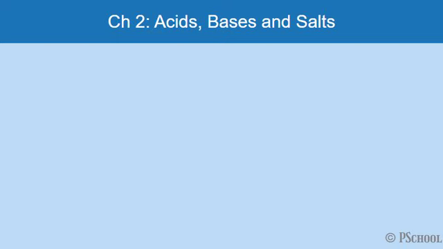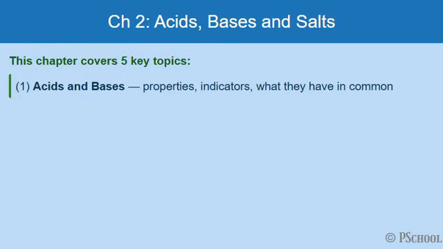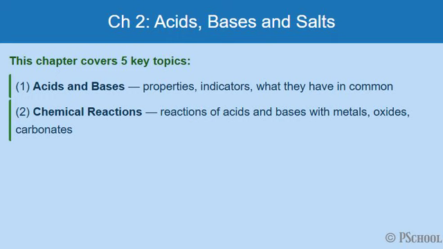Welcome to Chapter 2, Acids, Bases, and Salts. This chapter covers 5 key topics. First, acids and bases, their properties, indicators, and what they have in common. Second, chemical reactions, reactions of acids and bases with metals, oxides, and carbonates.